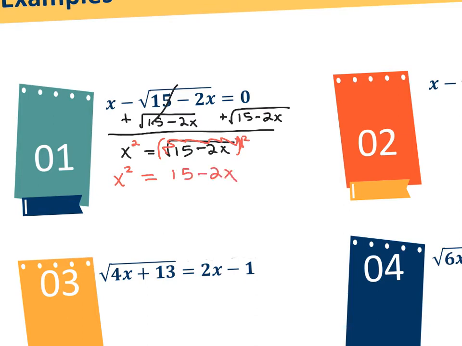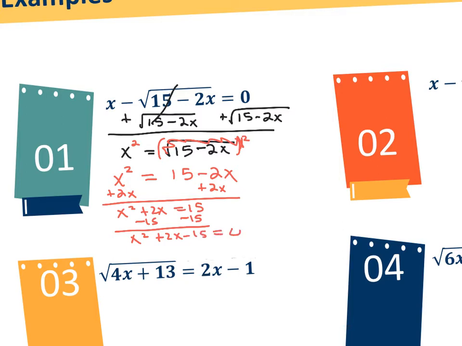So next we need to solve. We need to set our equation equal to 0. So I need to move the 2x to the other side and the 15. So x squared plus 2x equals 15. Move the 15. X squared plus 2x minus 15 equals 0. I now have a quadratic equation that I can solve. I can solve it with factoring, quadratic formula, or completing the square.